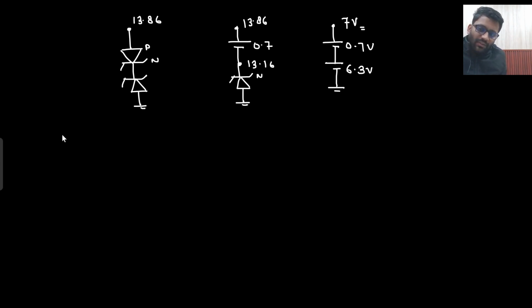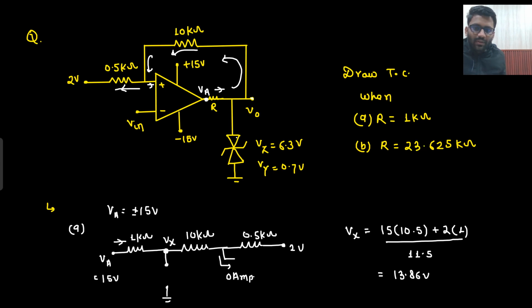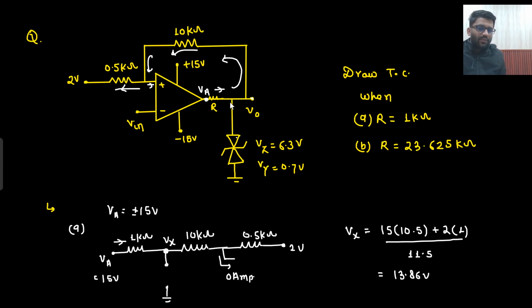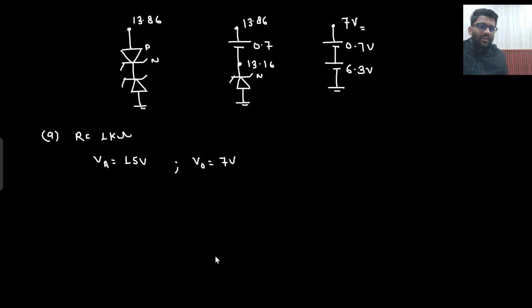What was the condition that I assumed? First we are solving for option A, when R was equals to 1 kilo ohm. Va I assume to be 15 volt. So if I assume Va to be 15 volt, then my V out is coming out to be 7 volt, because Vx is V out only, no? This Vx is V out only. So V naught is coming out to be 7 volt. So I just need to know what all are the values of V naught. And why I need to know the values of V naught?